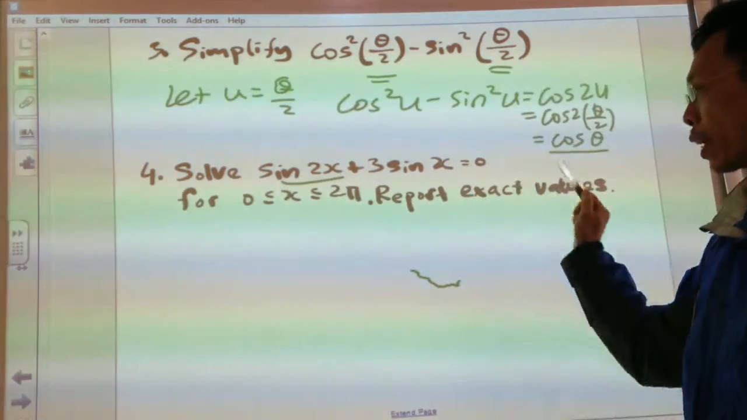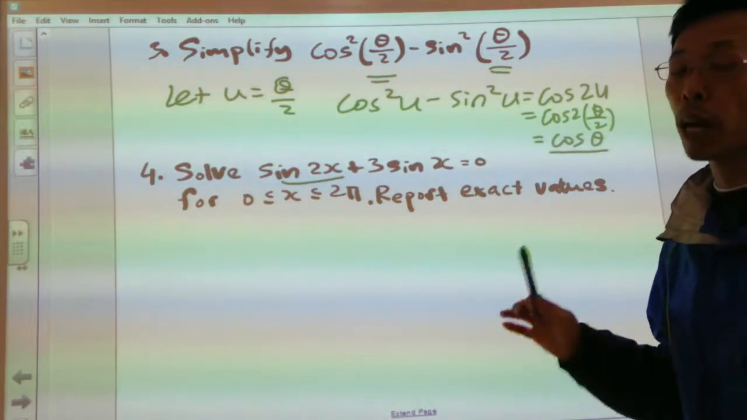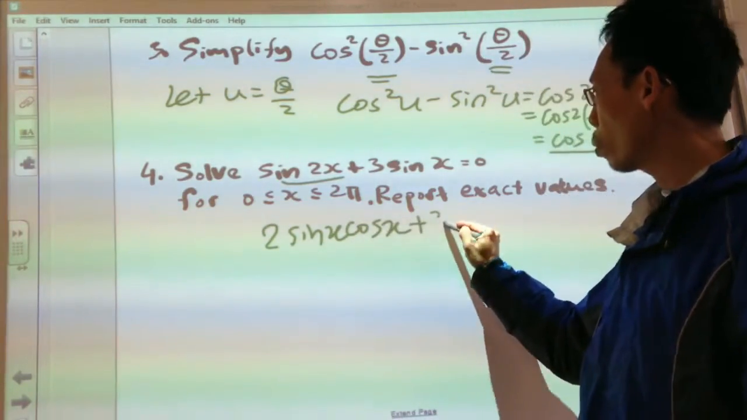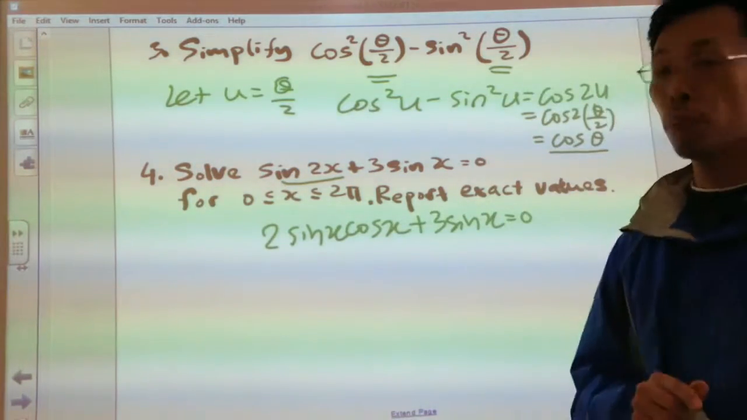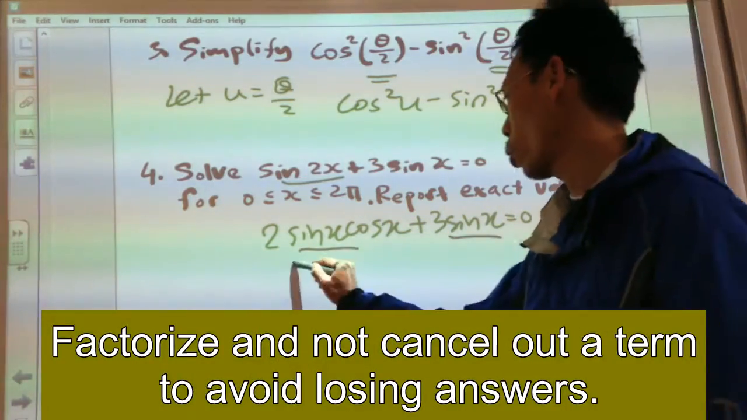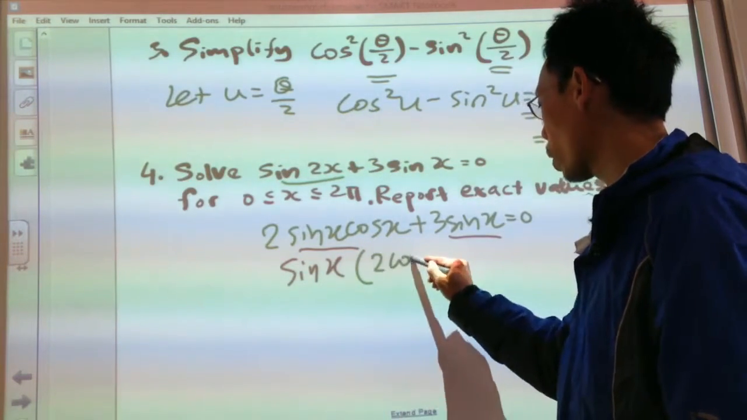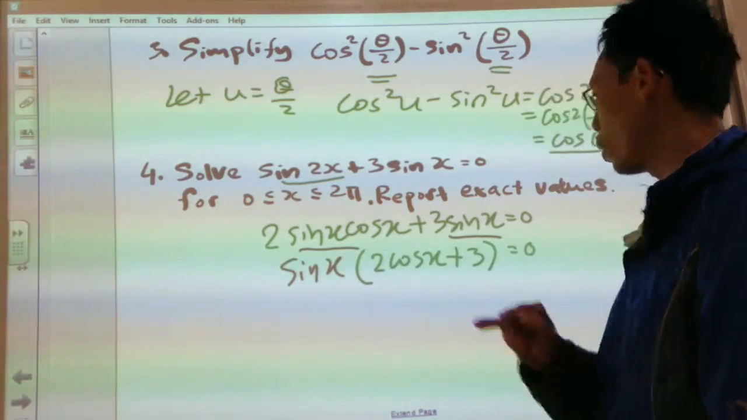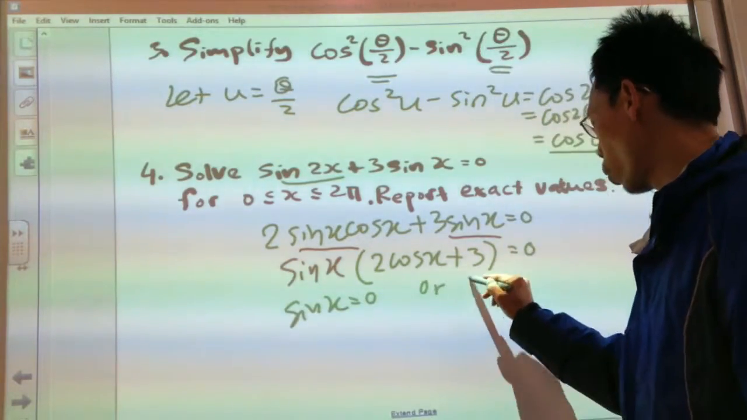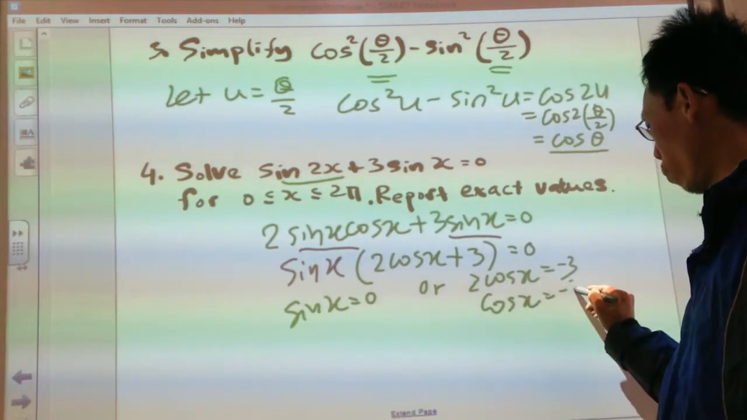Sine 2x plus 3 sine x is equal to 0. Alright? And you need to report exact values. That means you cannot use the calculator. 2 sine x cosine x plus 3 sine x equal to 0. So you can see that here sine x is a factor. So take the sine x out. And then in here 2 cosine x plus 3 equal to 0. Therefore I will have sine x equal to 0 or 2 cosine x equal to negative 3, or cosine x equal to negative 3 over 2.